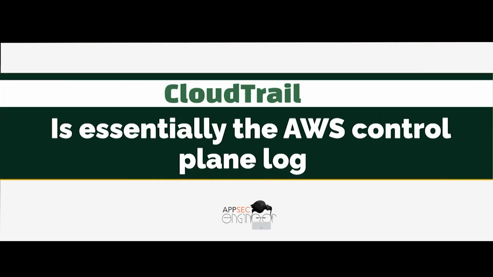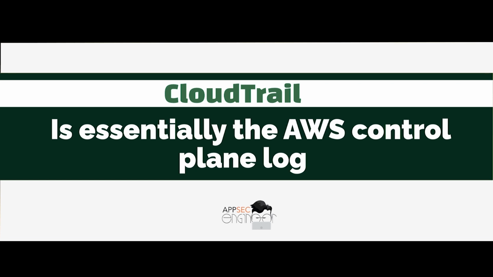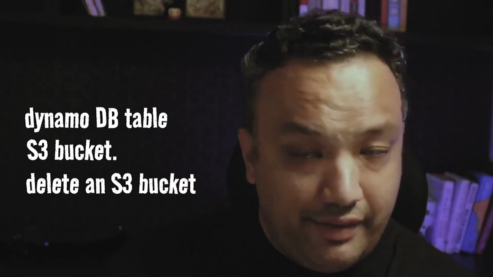The second service that is essential from a centralized logging standpoint is CloudTrail. Now, CloudTrail is essentially the AWS control plane logs. These are just logs that are generated whenever you take any action on AWS. So let's say you create a new DynamoDB table, there's a log event for that. Let's say you create a new S3 bucket, there's a log event for that. You delete an S3 bucket, there's a log event for that. There are log events for anything that is happening on your AWS account, which is basically your AWS control plane, and that is captured in CloudTrail.